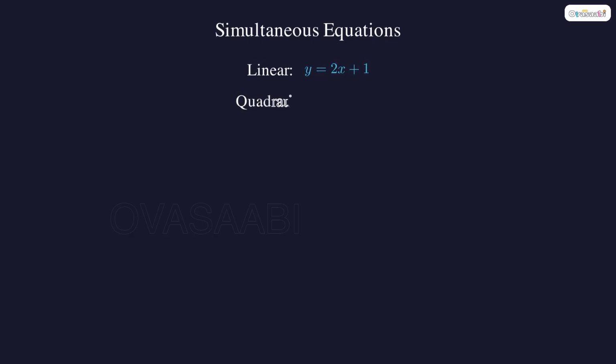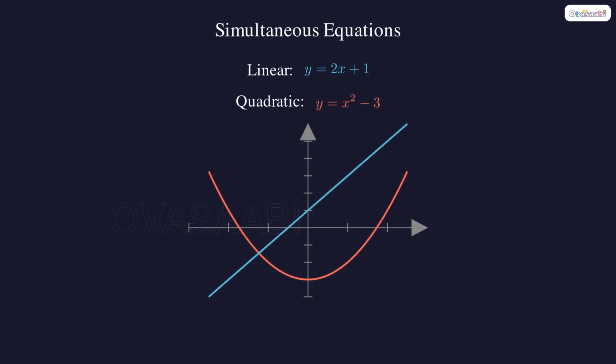Simultaneous equations means two equations that are true at the same time. A linear equation gives a straight line. A quadratic equation gives a curved parabola. We solve them together graphically.